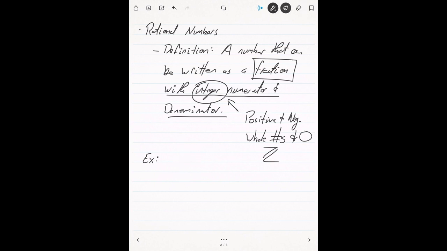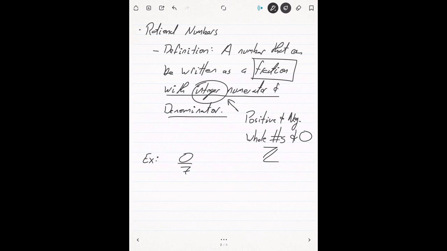Let's talk about another one. Let's say 3/4. 3 and 4 are integers. Let's mix it up. Let's have -5/6. One negative, one positive. They're still whole numbers, so we're good there. That's a rational number. What about something like 0/7? That's actually a rational number too, because 0 is an integer and 7 is an integer, so we're good there.